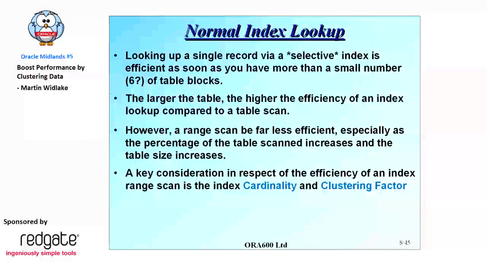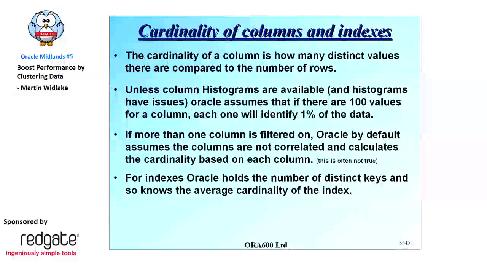So, cardinality and clustering factor. What are cardinality and clustering factor? So, the cardinality is basically how many distinct values there are compared to the number of rows. Unless you have histograms in place, and there are issues with histograms, a completely different talk, but the general principle is: don't gather histogram statistics on columns unless you've got a really good reason to gather them, in which case definitely gather them, otherwise don't. And the way you tell the difference is you've always got it wrong and you'll have to change it.